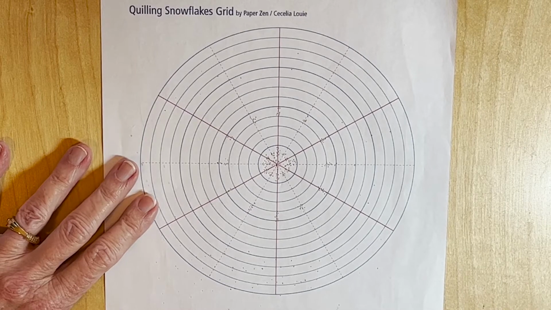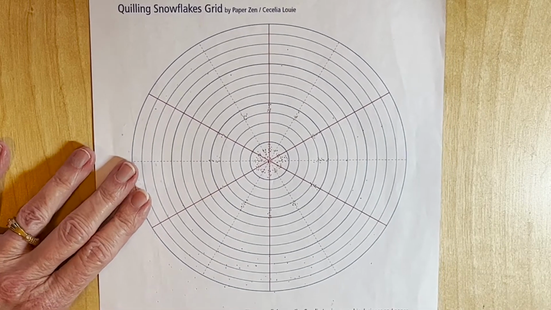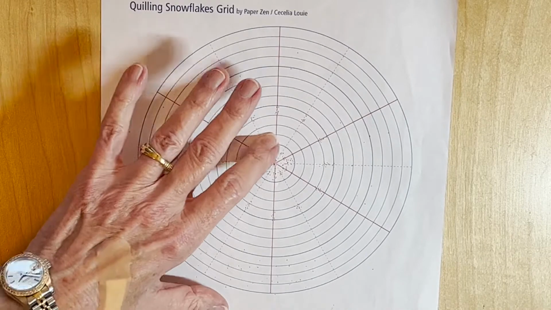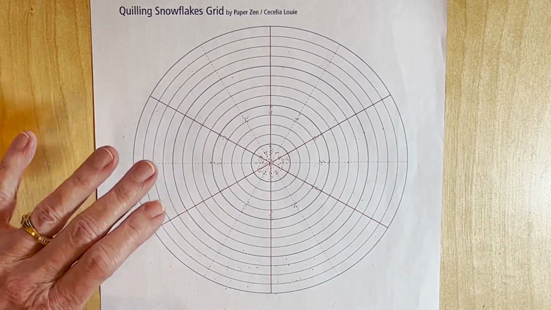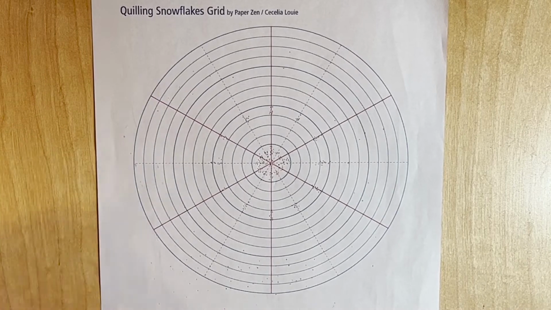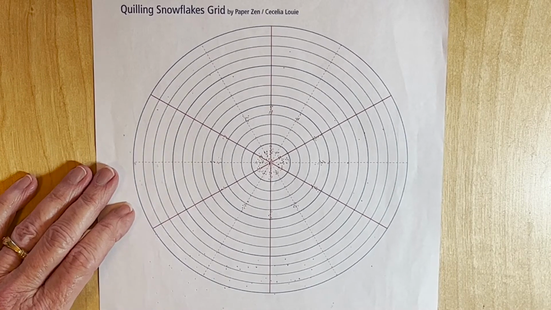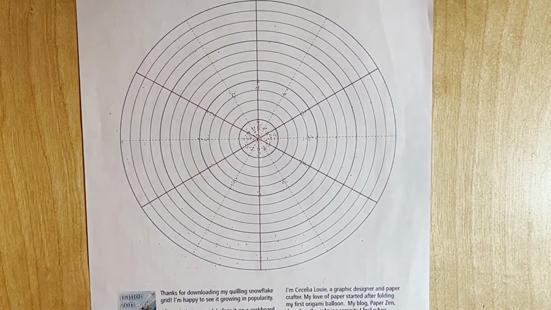You may want to make a copy of yours first while it's still intact because you will develop pinholes in this copy as soon as you start to use it. So it's nice to have a clean copy that you can duplicate over and over. If you do need to find another grid on the internet, you can simply Google something like circle grid for quilling, and a lot of them will pop up that are available to print.